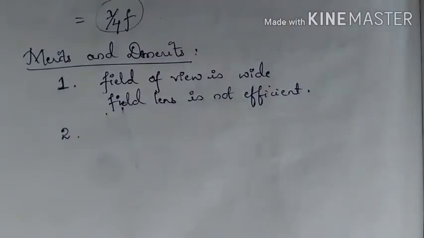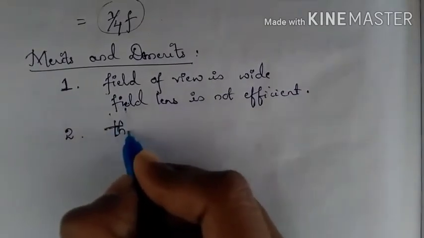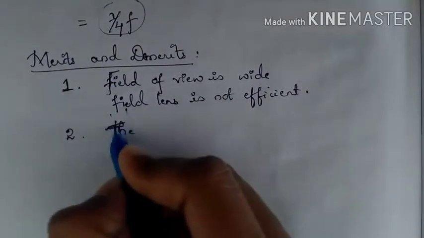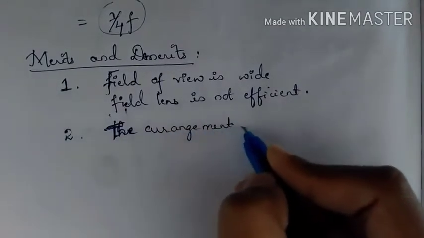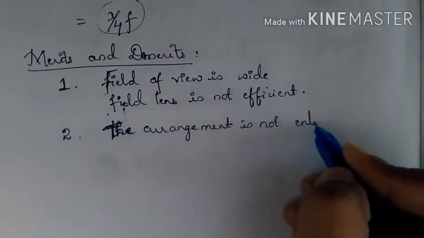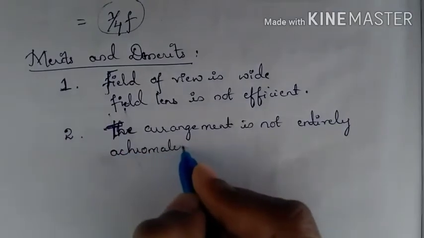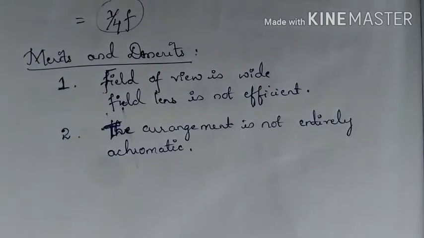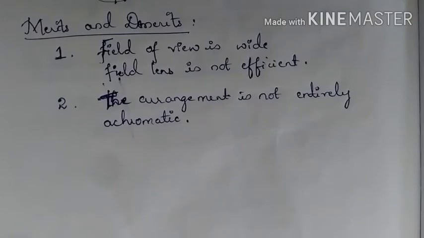Next is, the arrangement is not entirely achromatic. The chromatic effects are minimized by using a combination of both the field and the eye lenses. So the arrangement is not entirely achromatic, and there will be aberration due to chromatism also. The arrangement has not entirely eliminated the aberration.